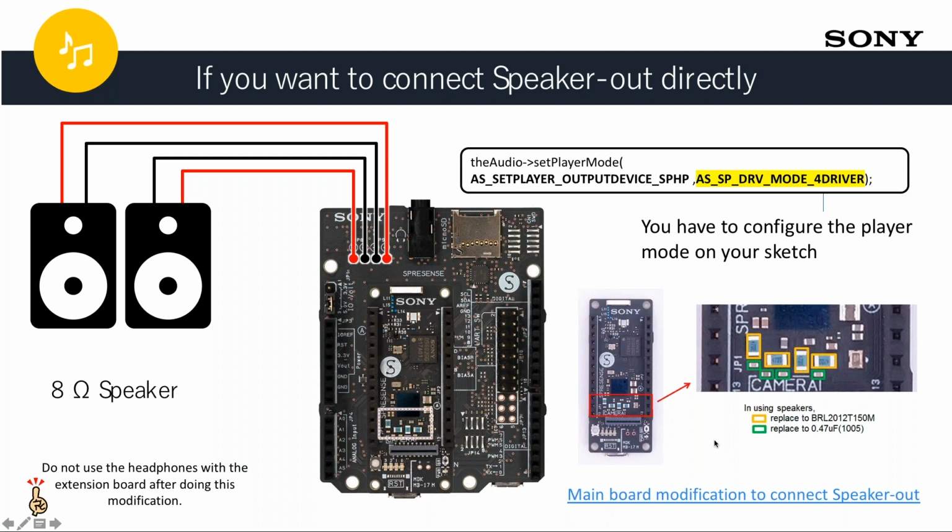And if you need more information, please go to this link for the mainboard modification to connect a speaker out. So this is the modification that you do on the board. And then also, as I mentioned before, this is the parameter that you need to add when you do the set player mode to make sure that you have the speaker out directly from the Spresense. Okay, we are done with the audio player.